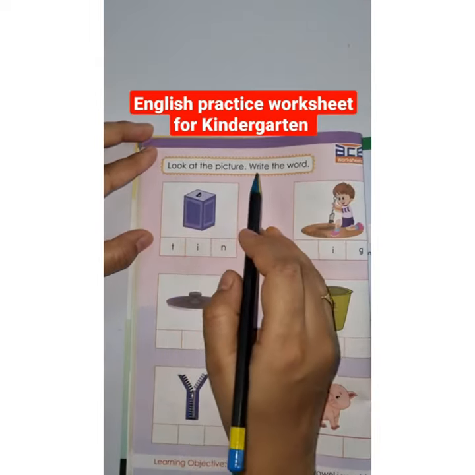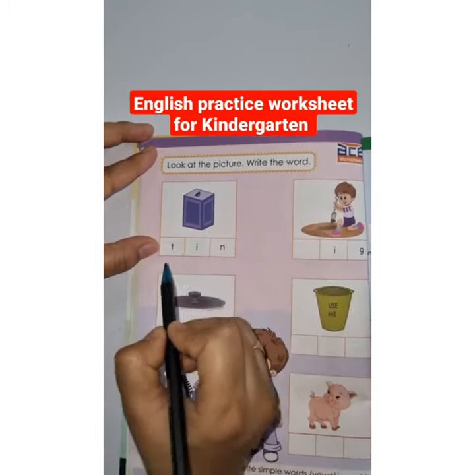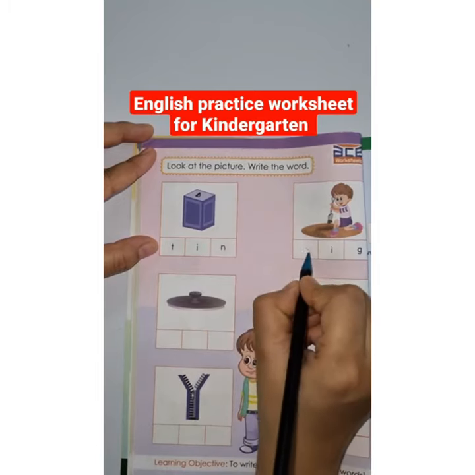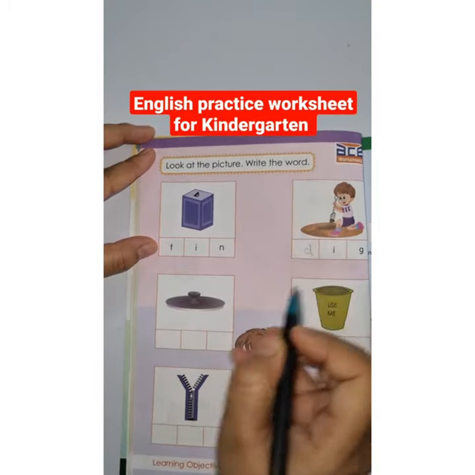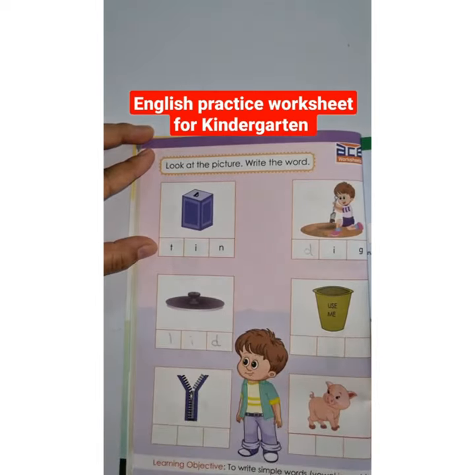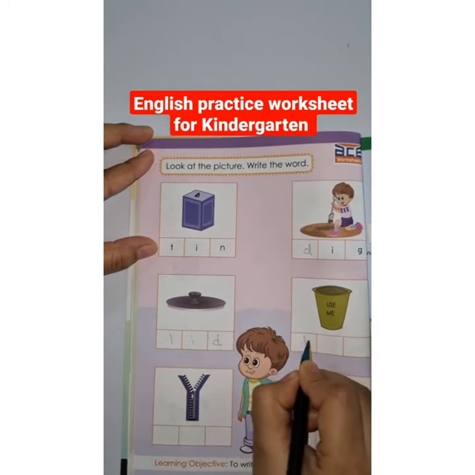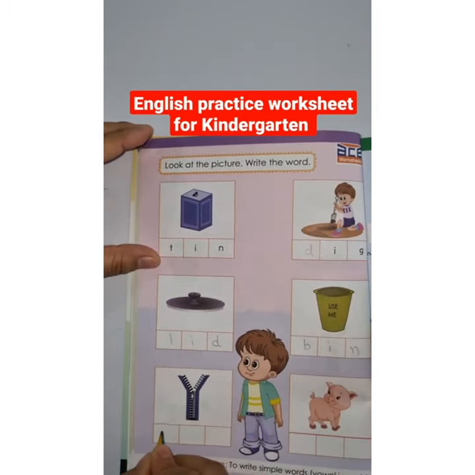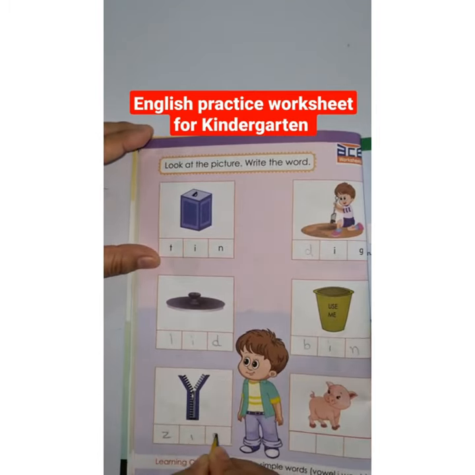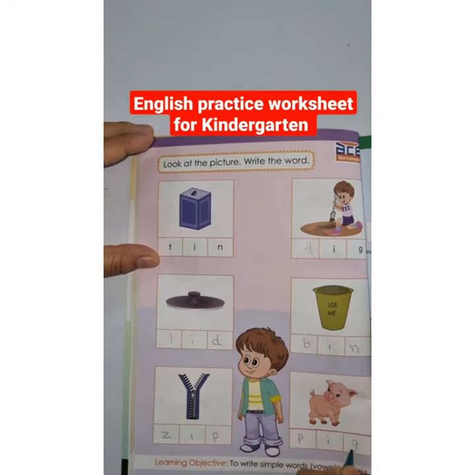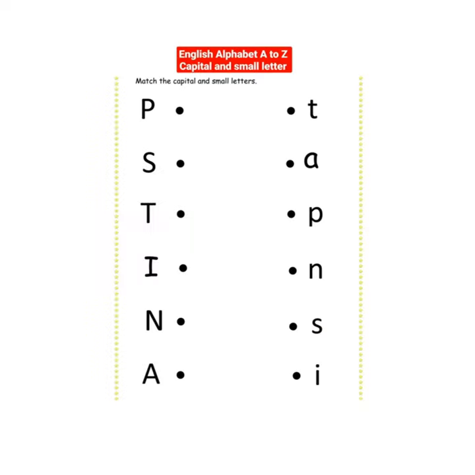Look at the picture, write the word. Tin. T-e-n, tin. Dig. D-e-g, dig. Lid. L-a-d, lid. Bin. B-e-n, bin. Zip. Z-a-p, zip. Pig. P-a-g, pig.